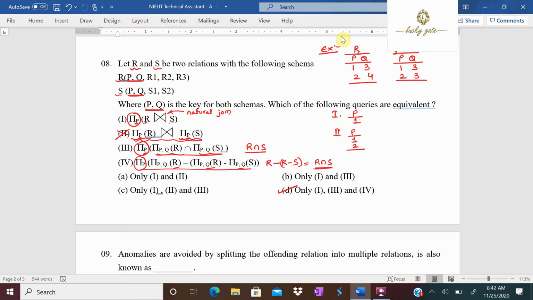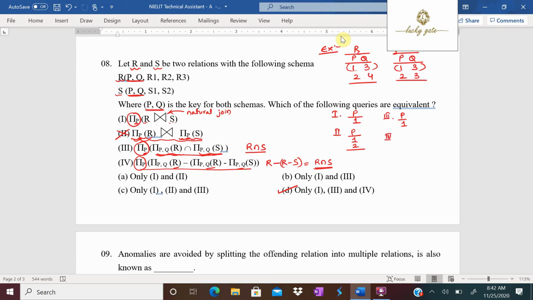Now, the third one, you look at. PQ of R intersection PQ of S. That intersection gives you the common tuples. 1, 3 is common, right? In both of them, 1, 3 is common. Intersection gives you common tuples. From the common tuples, it is projecting only P. That P is 1. So 3 is giving the same output as 1 but not 2.